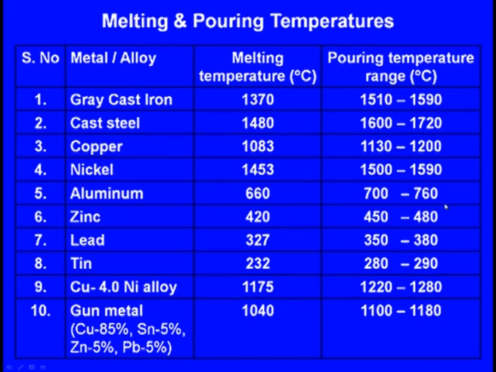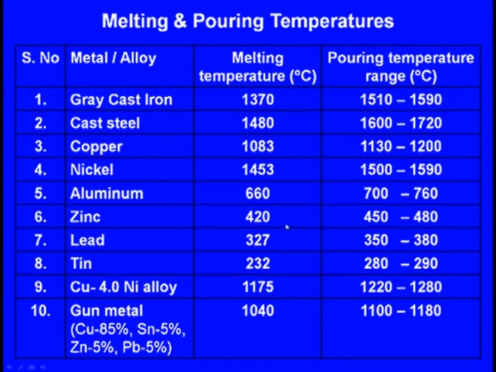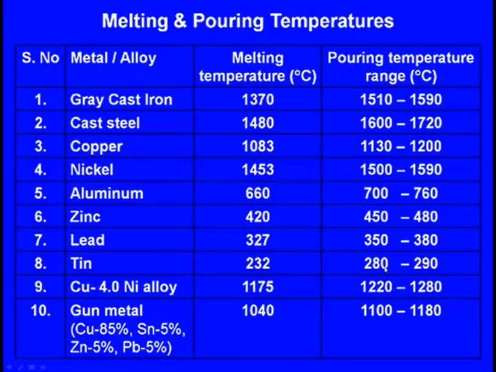And for zinc, the melting temperature is 420 degrees centigrade, and the pouring temperature ranges between 450 to 480 degrees centigrade. And for lead, the melting temperature is 327 degrees centigrade, whereas its pouring temperature ranges between 350 to 380 degrees centigrade. And for tin, the melting temperature is very low, we can see it is 232 degrees centigrade, whereas its pouring temperature ranges between 280 to 290 degrees centigrade.